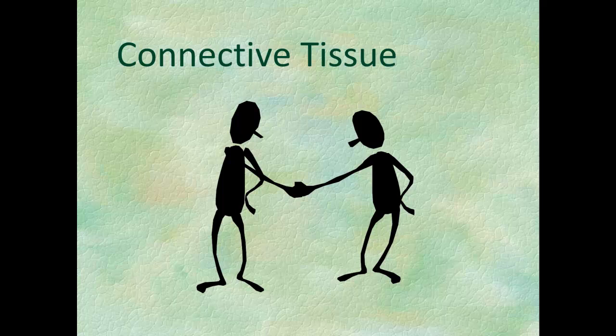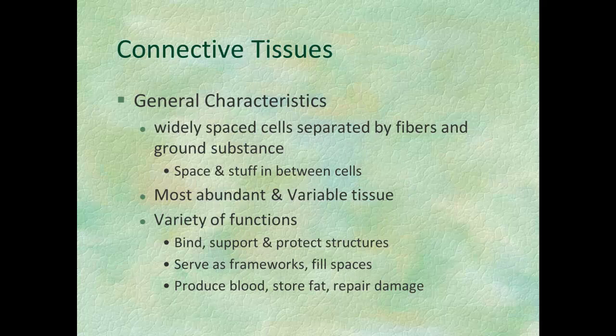We're now going to continue our discussion of the four basic types of tissues, beginning with connective tissue. Connective tissue is the most abundant of the four basic types of tissues. It's found all over in the body, and it's also the most variable tissue in terms of its structure. And we will look at why exactly that is over the course of this lecture.